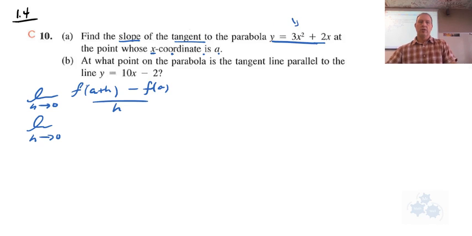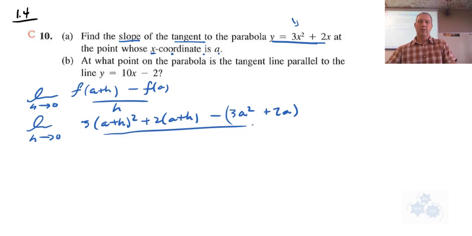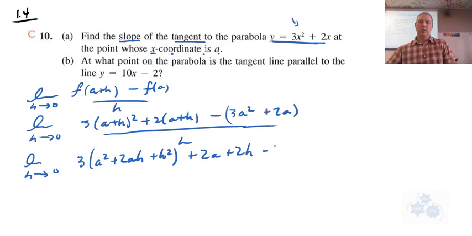Here's the function. So I literally have a plus h, so 3 times (a plus h) squared, plus 2 times (a plus h), minus (3a squared plus 2a). Is that good? Make sure you include your brackets there. Don't forget those. The limit as h approaches 0, so if we expand this out, we get 3 times a squared plus 2ah plus h squared, plus 2a plus 2h, minus 3a squared, minus 2a, all over h. Good with me so far?